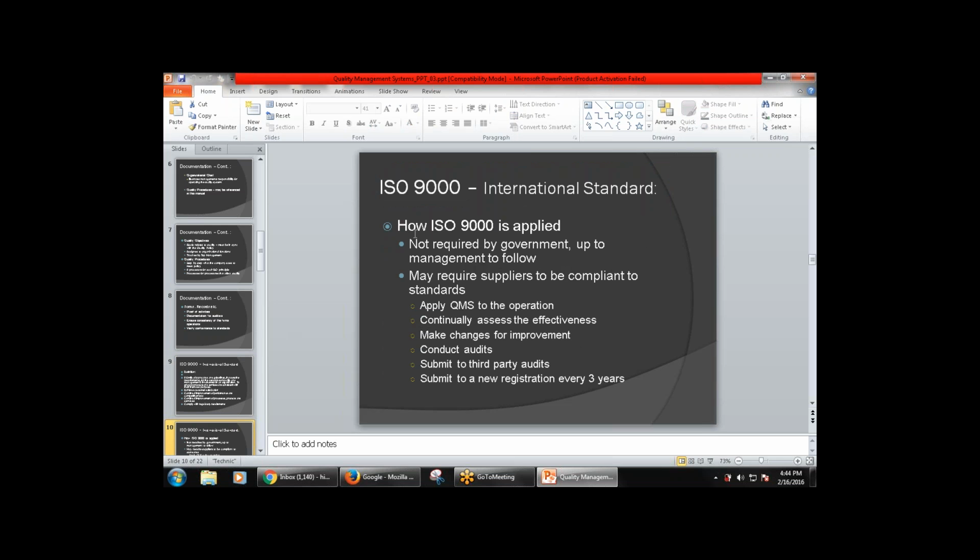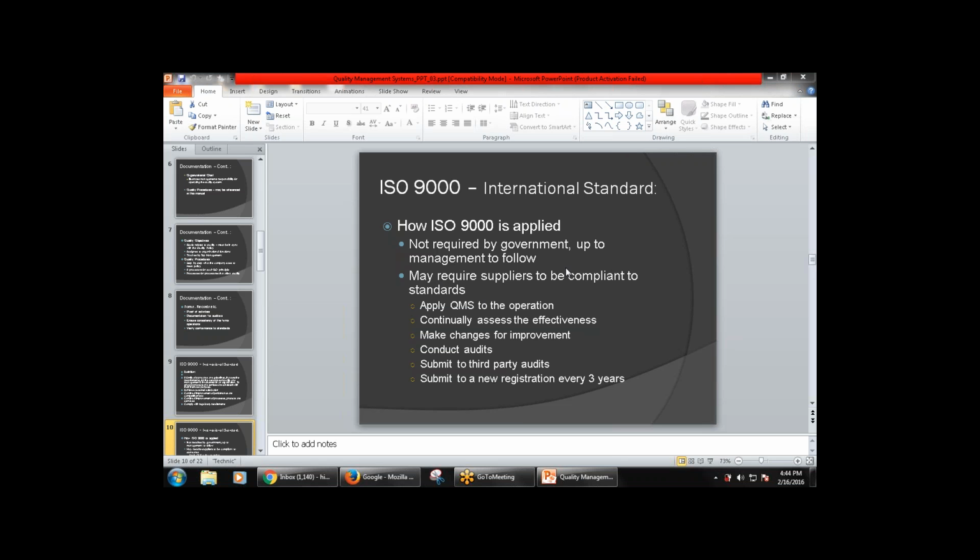Now, how is the ISO 9000 applied, or how are we using the ISO 9000? It is not required by the government, it is up to the management to follow. That means it is not required only by the government, but also the management follows the ISO 9000. This is nothing but the international standard, as the name says, International Organization for Standardization. It is carried out internationally by each and every organization. Every management has to follow that. This is ISO 9000, and this standard is also a part of the quality management systems.